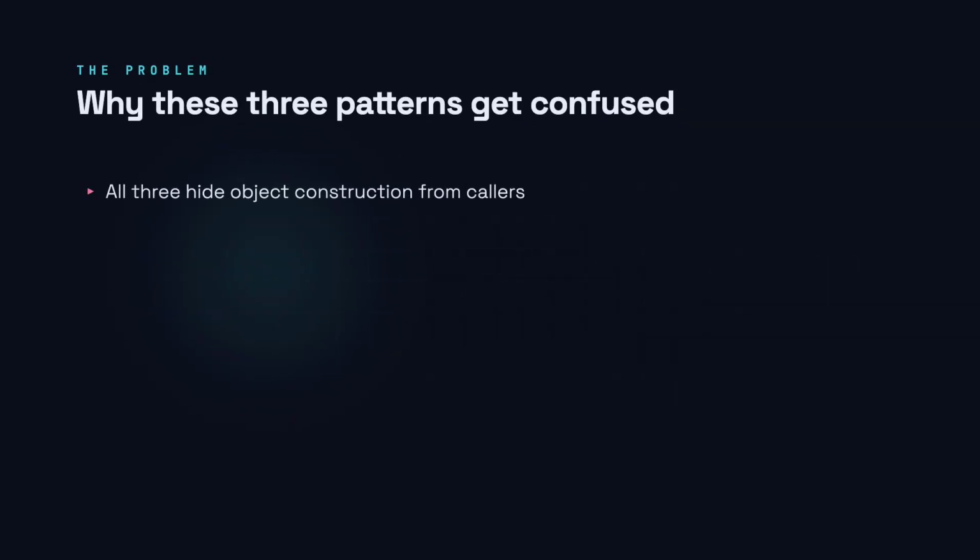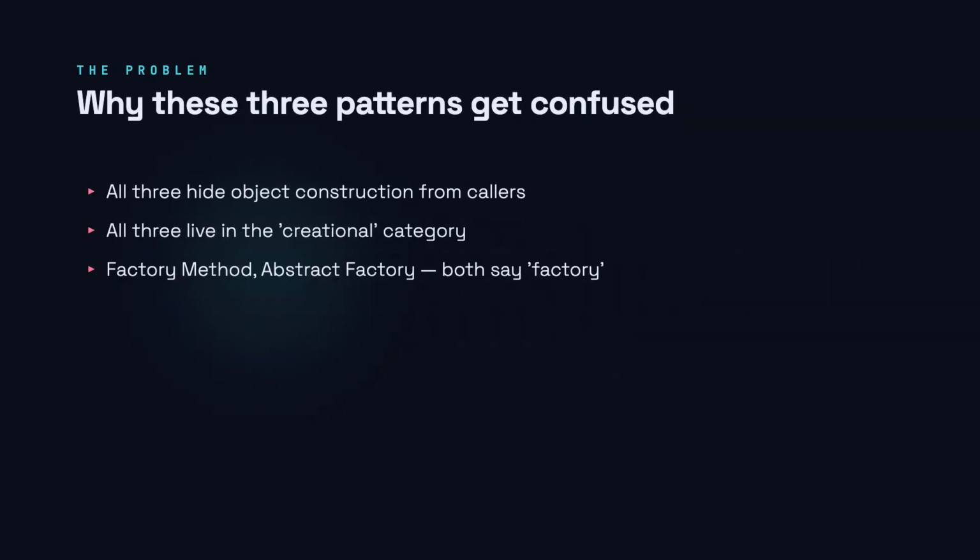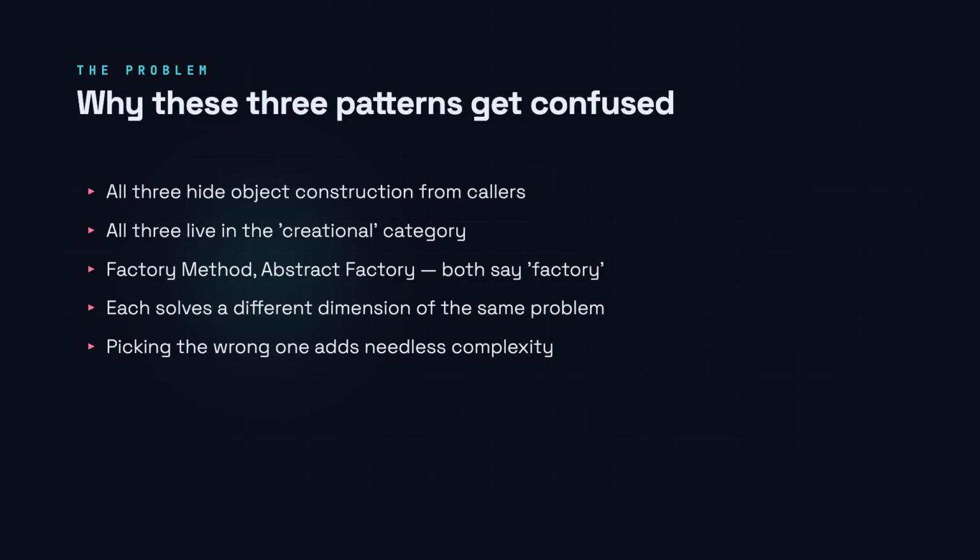The confusion starts because all three patterns answer the same question. How do I stop my code from depending on concrete class names when it creates objects? Factory method does it through inheritance, abstract factory does it through coordinated families of objects, and builder does it through staged assembly of a single complex object. The names overlap, but the problems they each solve are genuinely different.